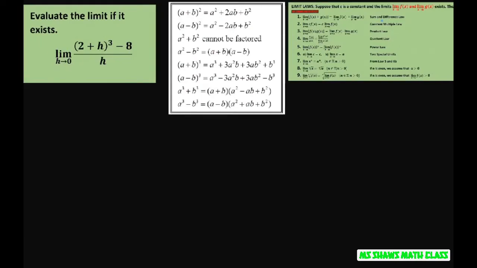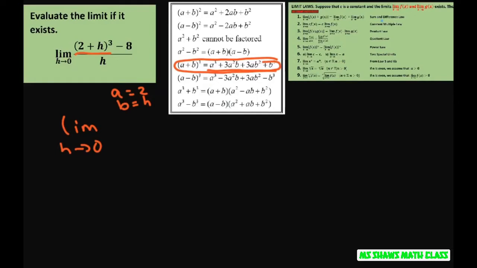So we're going to take the limit as h approaches 0. And what I'm going to look at is this has this form. We also have a 2 in there. So we're going to look at this form, where our a equals 2 and our b equals h.